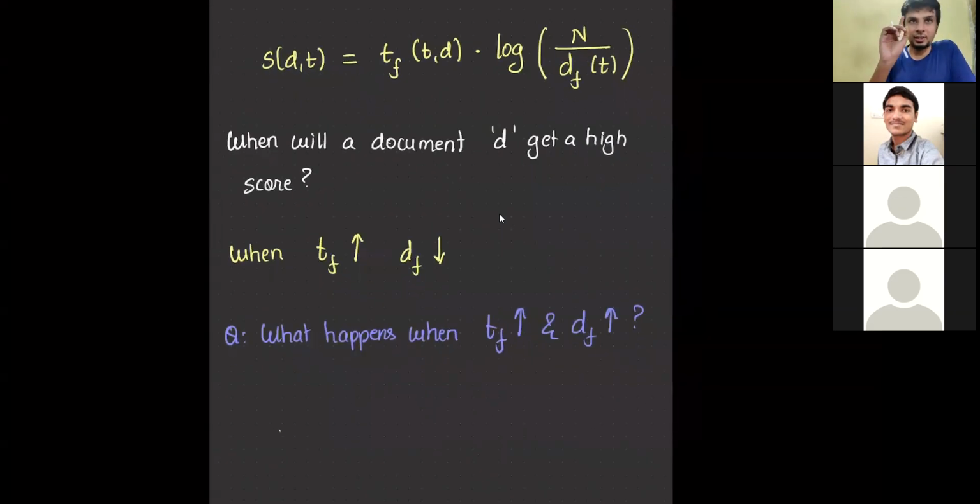So this is what the formula is. The score for a term t is equal to term frequency multiplied by log of this thing. Now when will a document D get a high score? The document D will get a high score for a term T when my term frequency is high and my document frequency is low. This would make the document heavily relevant for the search query.